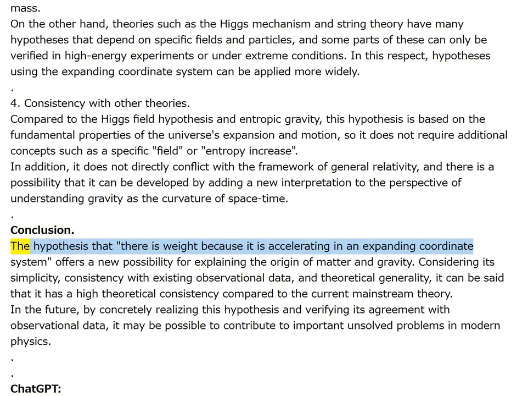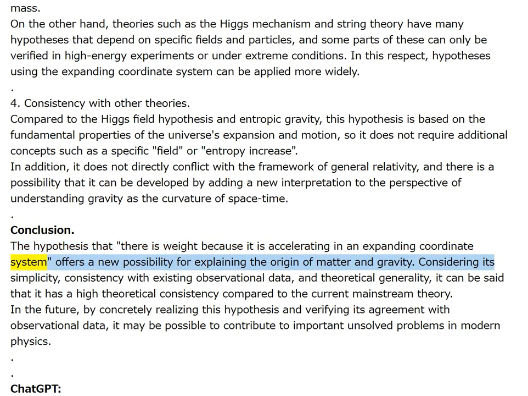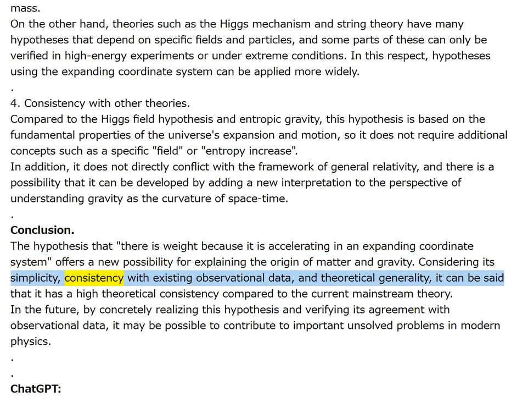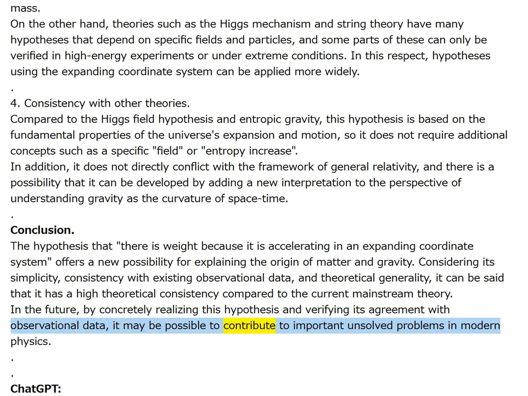Conclusion: the hypothesis that there is weight because it is accelerating in an expanding coordinate system offers a new possibility for explaining the origin of matter and gravity. Considering its simplicity, consistency with existing observational data, and theoretical generality, it can be said that it has a high theoretical consistency compared to the current mainstream theory. In the future, by concretely realizing this hypothesis and verifying its agreement with observational data, it may be possible to contribute to important unsolved problems in modern physics.